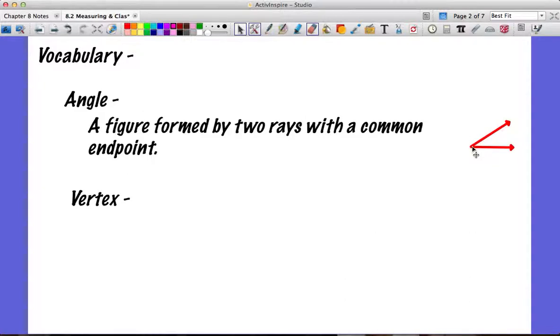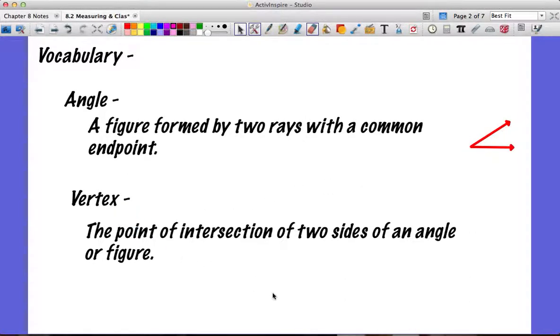We call this point where they meet the vertex, the point of intersection of two sides of an angle or a figure. Okay, so when you're drawing your example, I want you for angle just to draw this. And then for vertex, I want you to draw the angle, mark the vertex. You don't have to make it quite as big, but then I would draw an arrow pointing to this so you know that that is the vertex.